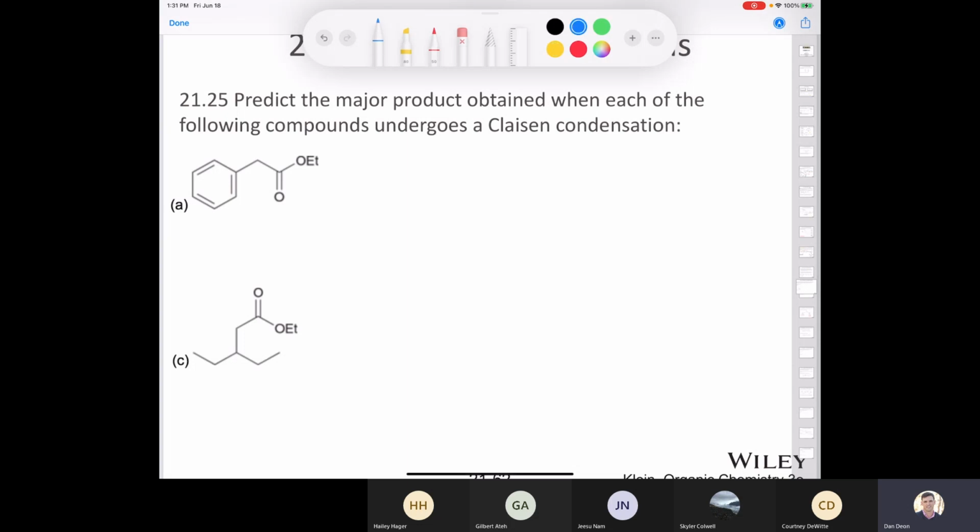So first thing I do is, the only alpha protons that I have are going to be on this carbon. There's 2 of them. So I like to just do the deprotonation first, and then I draw the enolate like this, and then I'll redraw the molecule. Because I'm going to have some of the enolate in solution, and then I'm going to have some of the non-enolized form, or just the neutral form of the compound.